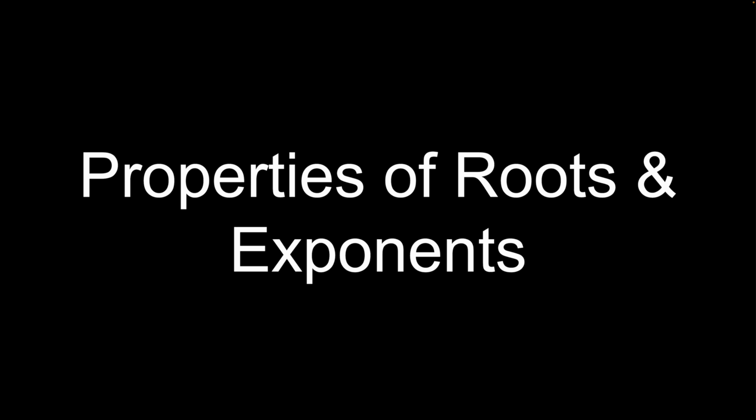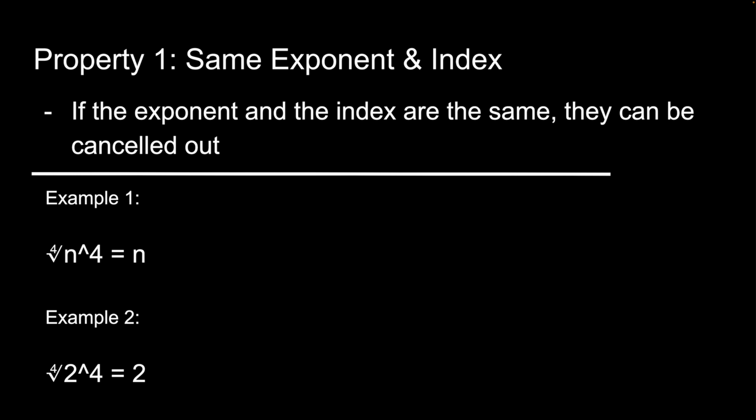Now that we know what roots are, let's take a look at properties of roots and exponents. The first property you need to know is what happens if the exponent and the index are the same. If the exponent and the index are the same, they can be cancelled out. This is a pretty simple one that you just need to remember, and here are a few examples.